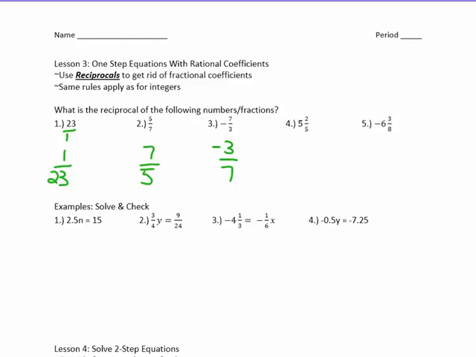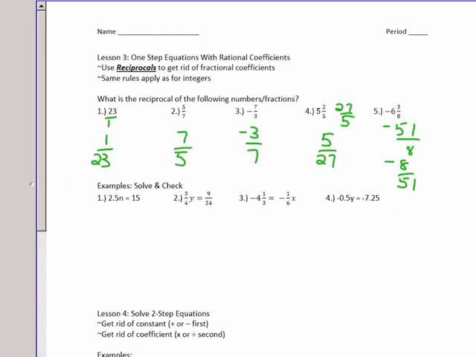Here I have to turn it into an improper fraction first. So this is 27/5, which means the reciprocal is 5/27. Then 48/51/8, so the reciprocal is -8/51. All right, now let's go through and actually solve these.